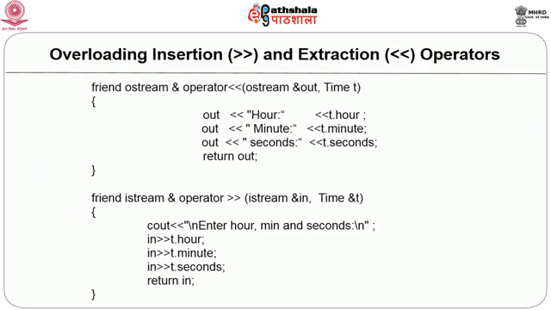But if you see this, you would see that both the operators are binary operators and they have two operands. Out of these two operands, the first one is the object of the cin class or the object of the cout class, and the second operand is the object of the time class.